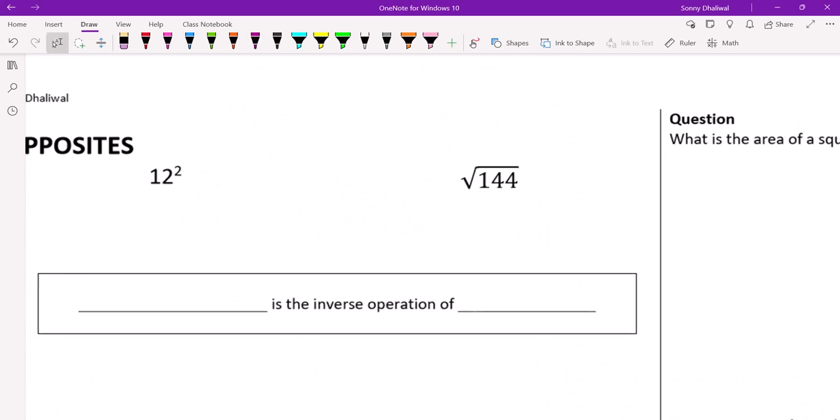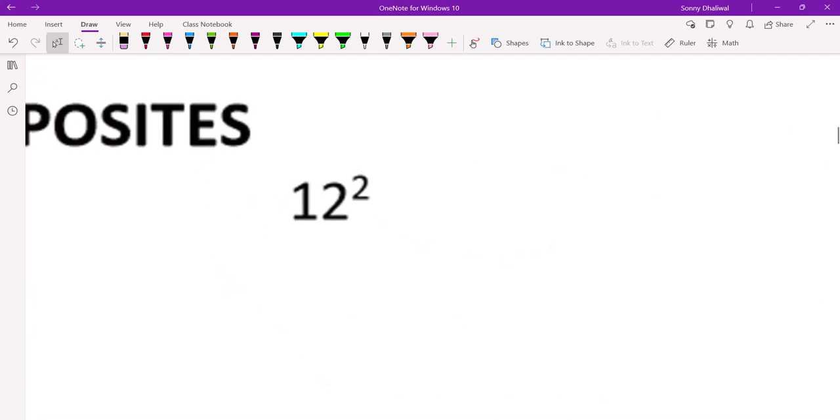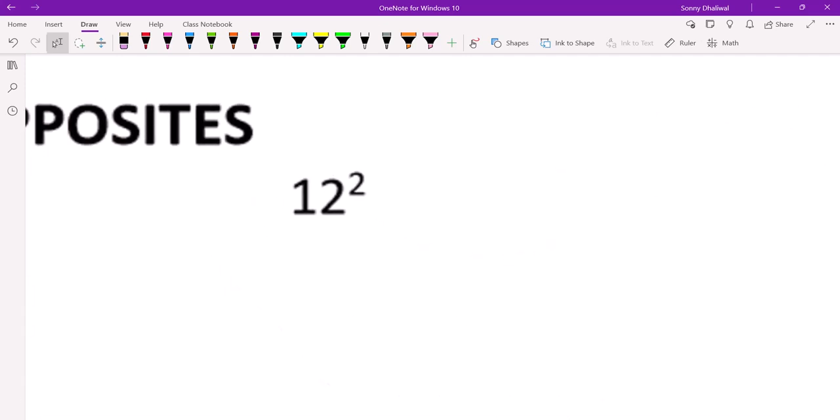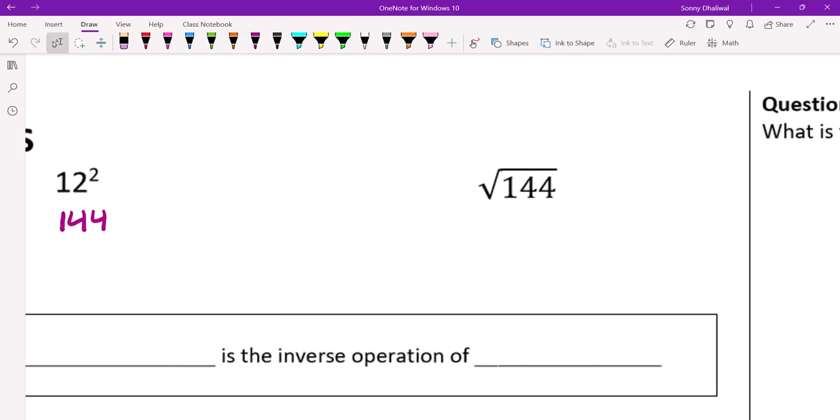A couple of questions here. Okay, grab your calculator out. Go 12 to the exponent 2, or 12 squared. Tell me what number you get. 144. 12 times 12, 144. Now, go the square root of 144. What do you get? 12.